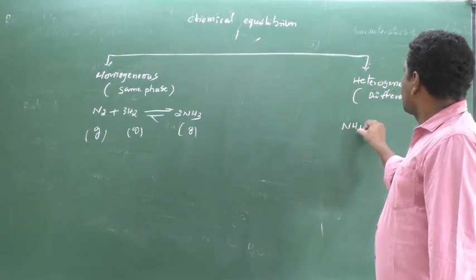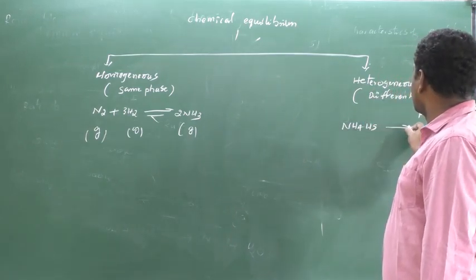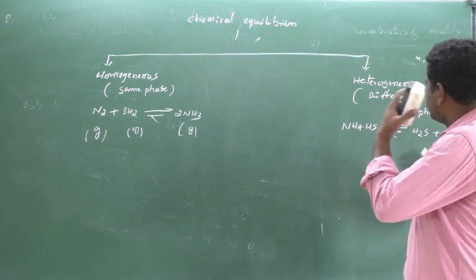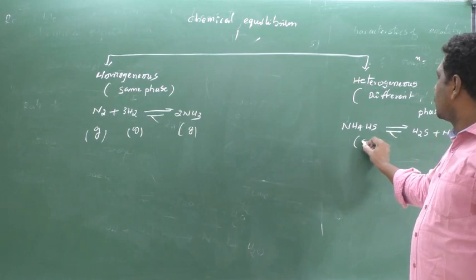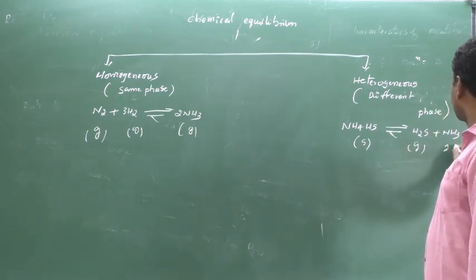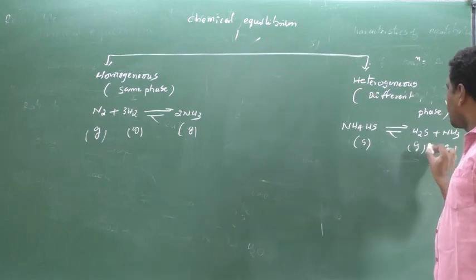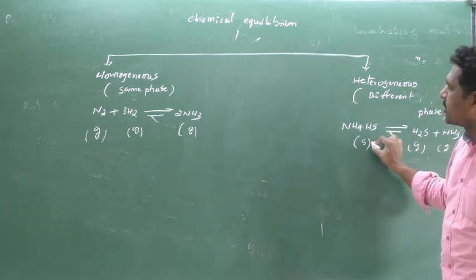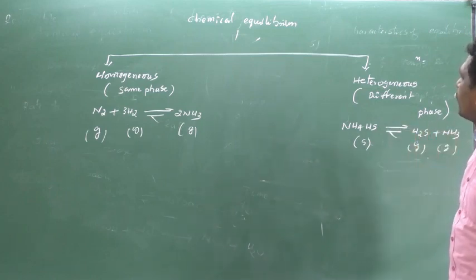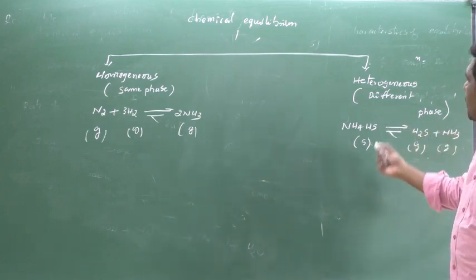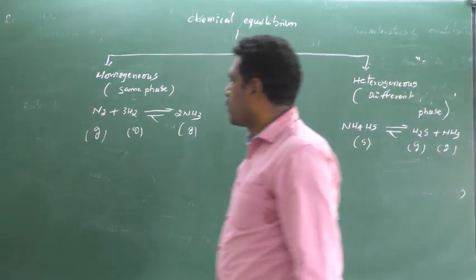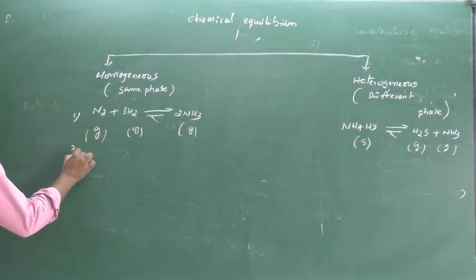Heterogeneous: NH4HS gives H2S plus NH3. Here NH4HS is a solid, and this is a gas, and this is also a gas. Here the products are in the gaseous phase and the reactant is a solid, different physical states. Therefore, it is an example for heterogeneous chemical equilibrium.